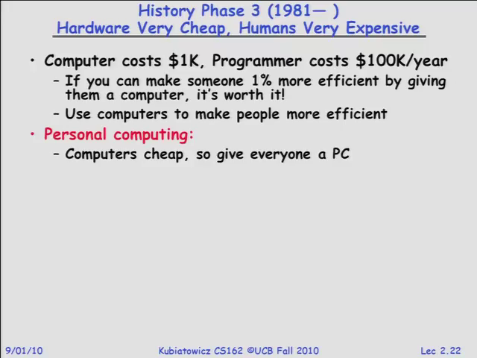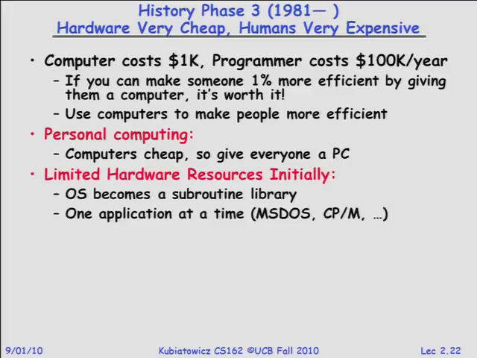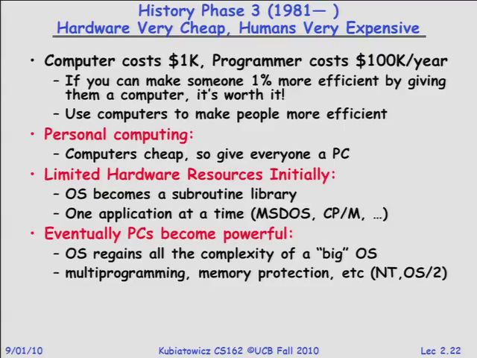Now, of course, these personal computers were limited initially. So we had things like MS-DOS, which we talked briefly about last time, where the operating system's essentially a big subroutine library. So it's not very sophisticated yet, but by gosh, I've got my own operating system and hardware running in my house. That was a big deal. And eventually, of course, the PCs become powerful, and operating systems have all the complexity of big operating systems again. By the time we got to Windows NT and OS/2 and some of those, we were redeveloping the same complexity that went into Multics and Unix.